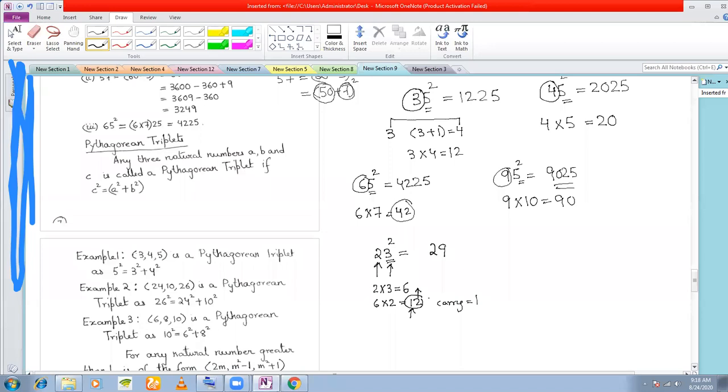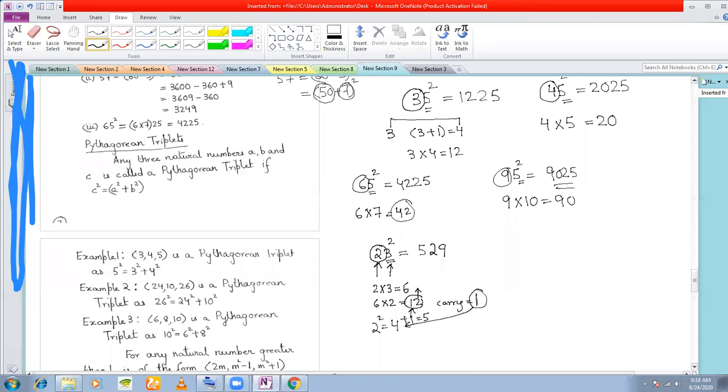Your voice is cutting, sir. The carry is your 1. So I'll remember this 1. Okay. Now I take this digit 2 and I square this digit. 2 square is 4. And I had 1 in my mind, right? As carry. So I add this 1 to this 4 to get 5. So 529 is the square.